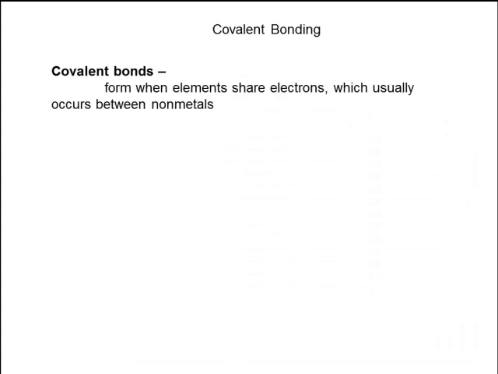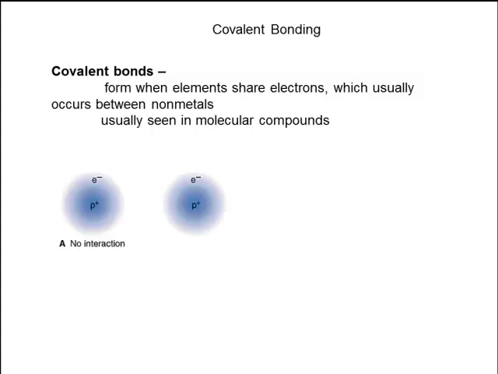We're going to form covalent bonds by actually sharing electrons. We're going to see this mostly in what we call molecular compounds. So you're going to hear me say molecular, covalent. Those are going to interchange quite a bit. Okay, so I just want you to be able to recognize those. So let's look at two atoms of hydrogen. Hydrogen's going to have one proton, one electron.